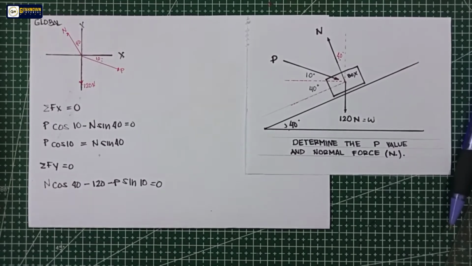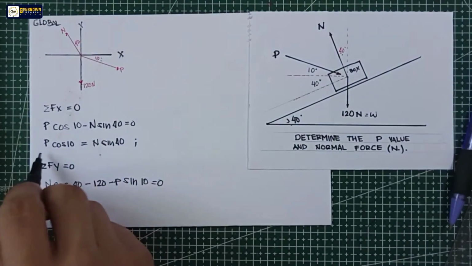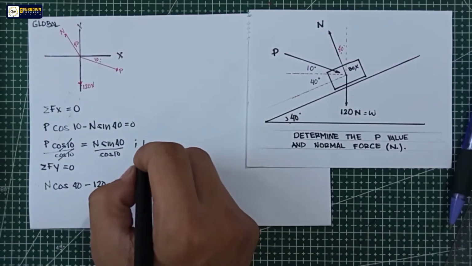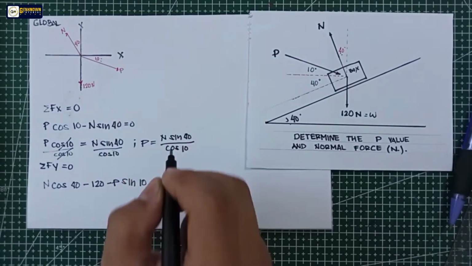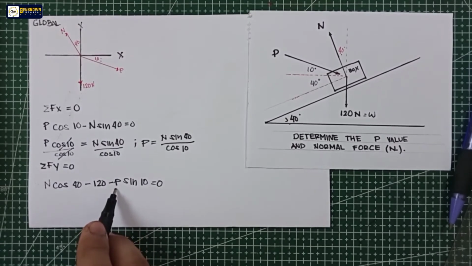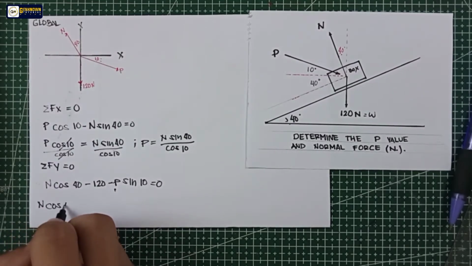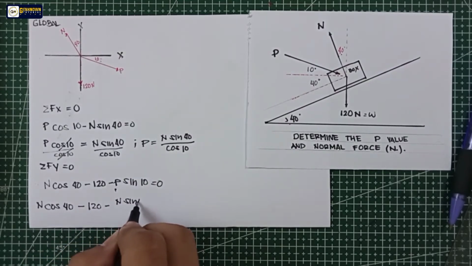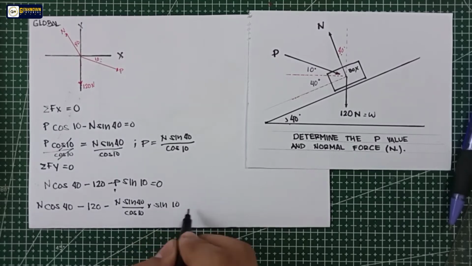Okay. So ang next na gagawin natin dyan is pag-combine natin tong two equation natin. Ito at ito. So ang gagawin natin sa unang equation ay kukuha lang tayo ng bagong value. Let's say kuha tayo ng value ng P. So divide both sides by cosine 10. Cancellation ng cosine 10 dito. So P is equal to N sine 40 over cosine 10. Okay. Itong P na to isasub natin dito sa second equation para mahanap natin yung value ng normal force or ng N. So N cosine 40 minus 120 minus P. So N sine 40 over cosine 10 times sine 10. Okay, is equal to 0.